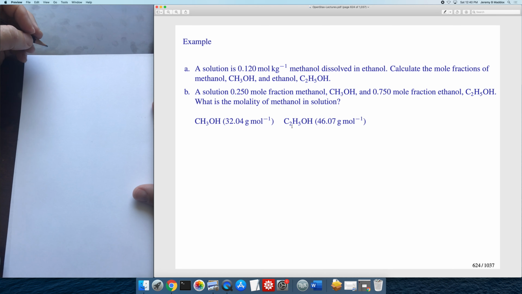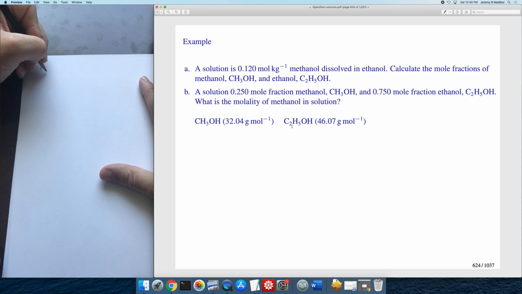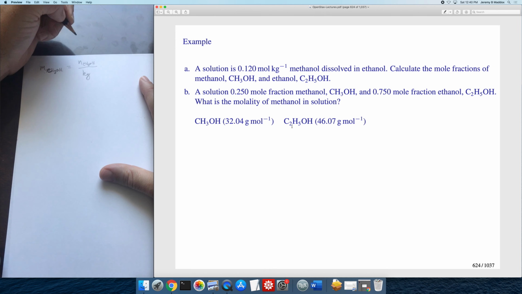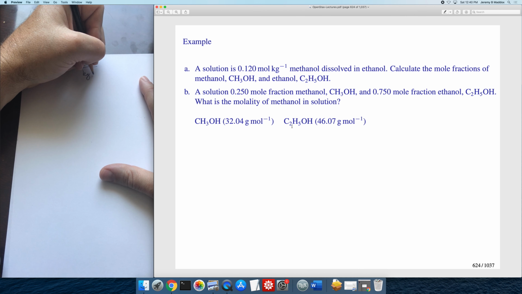So what I like to do is to get the definitions on the board. Let's start with the molality of methanol. I'll just use a capital M for the methanol. It's going to get confusing, so I'll go ahead and write it out. So CH3OH. That's the number of moles of methanol divided by the kilograms of the ethanol.